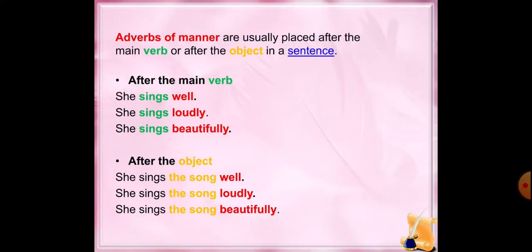Adverbs of manner are usually placed after the main verb or after the object in a sentence. After the main verb, she sings well, she sings loudly, she sings beautifully. After the object, she sings the song well, she sings the song loudly, she sings the song beautifully.